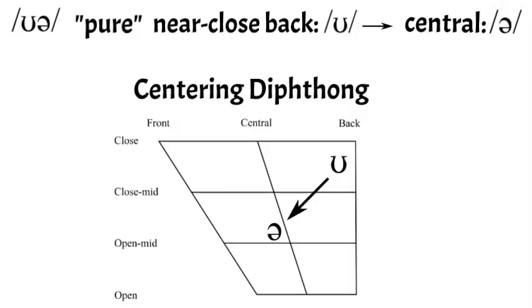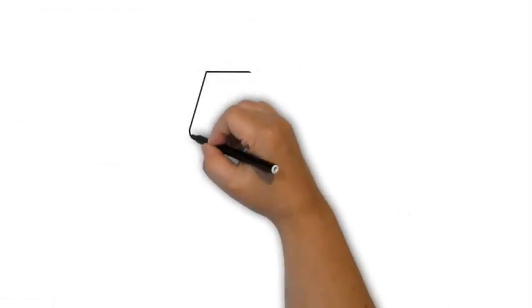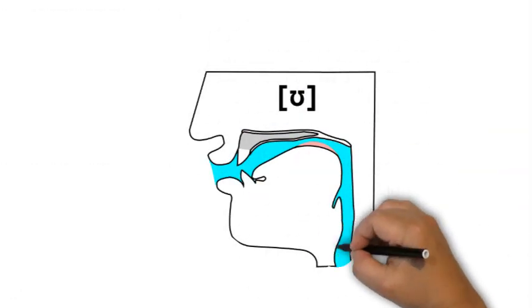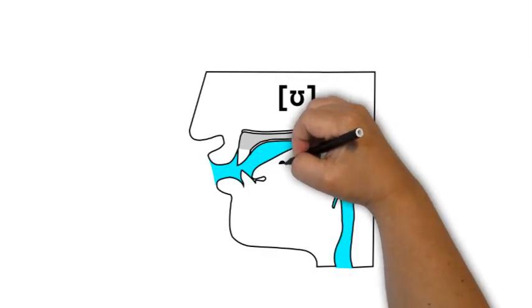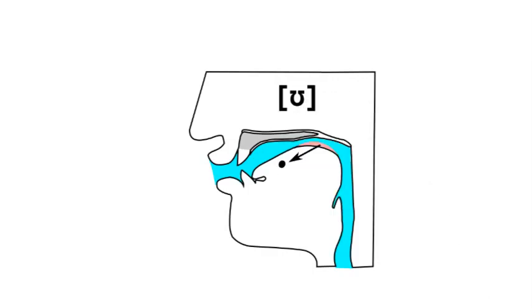This movement from the more specific vowel position to a central position characterizes the centering diphthong. Think of it as the tongue starting at a tense peripheral position and then relaxing to a centered position in the mouth.